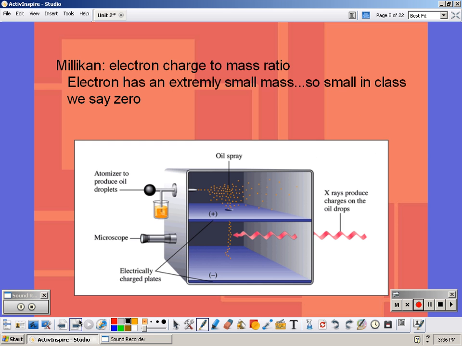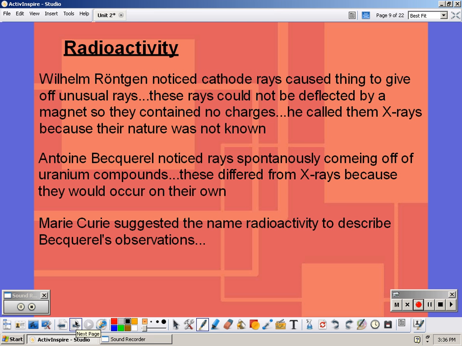Millikan also looked at the electron, but what he found was the mass of the electron. So he did an experiment called the oil drop experiment, and he sprayed some oil in. Again, you have these positive and negative fields, and the X-rays produce charges on the oil drops, and from his data he was able to determine the electron's mass is very, very small. In fact, it's so small that in class we're going to say that the electron has no mass. But in reality it does. It's just really small compared to the rest of the atom.